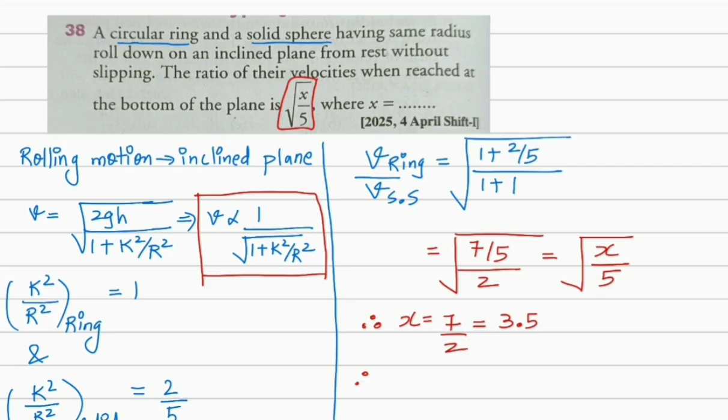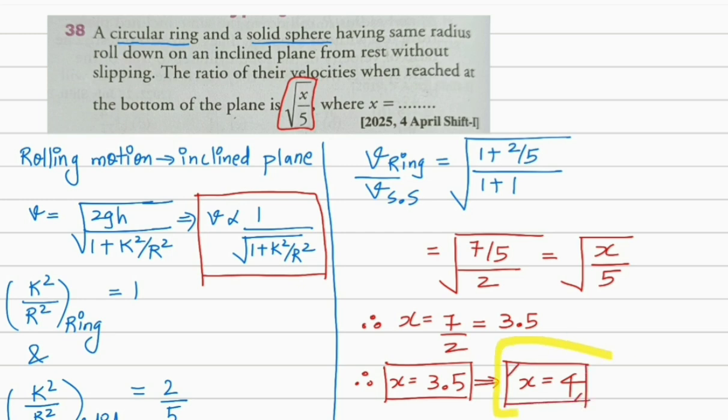So the value of x is 7 by 2, that is 3.5. So the required value of x is 3.5, right? But as we know, this is an integer type question, so I can round off this to 4. So you can go with this value, x is equal to 4. So this is your answer. Integer will be 4. So the value of x here will be 4.